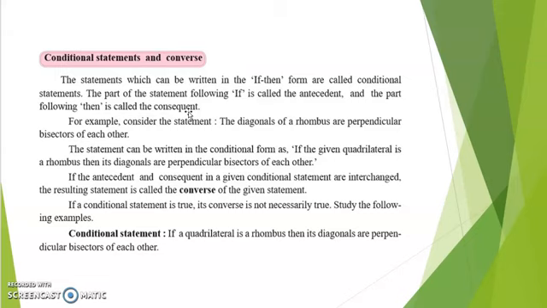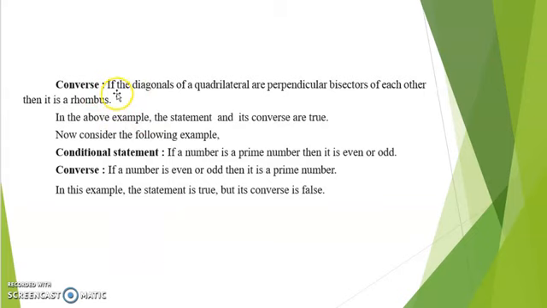Now here the antecedent and consequent in a given conditional statement are interchanged. If we interchange it, then we get something called a converse of the given statement. If a conditional statement is true, its converse is not necessarily true. We'll see this part a little later. Let us see what is a conditional statement and what is a converse. A conditional statement: if a quadrilateral is a rhombus, then its diagonals are perpendicular bisectors of each other. If we interchange this, we get: if diagonals of a rhombus are perpendicular bisectors of each other, then it is a rhombus.